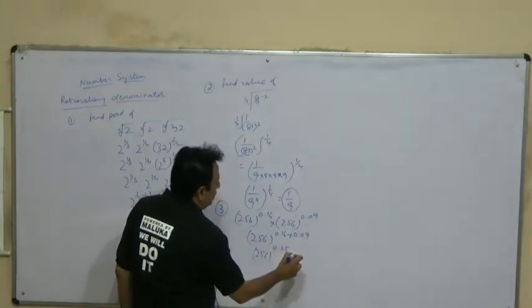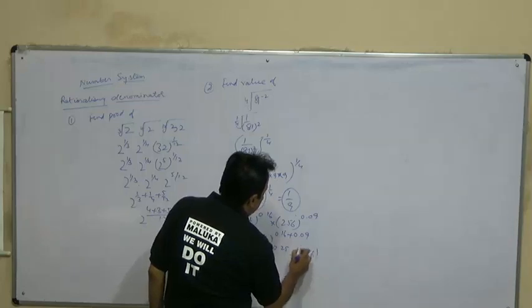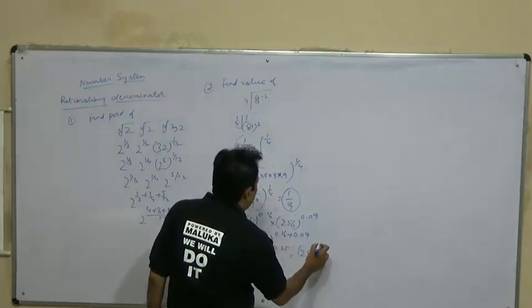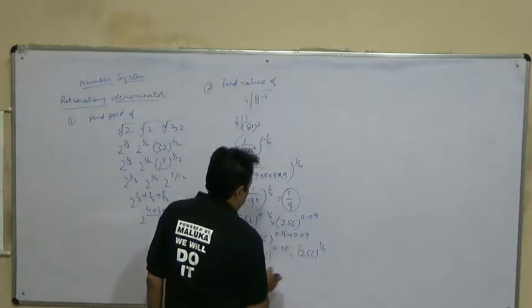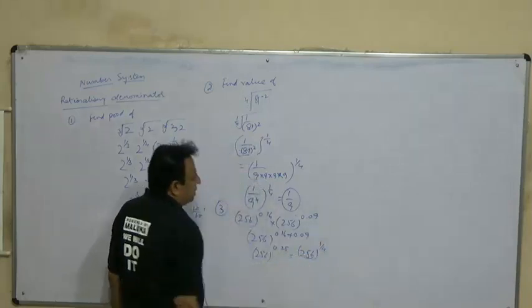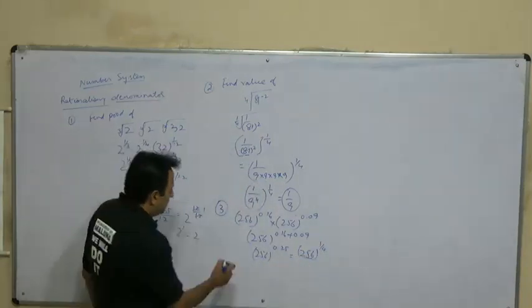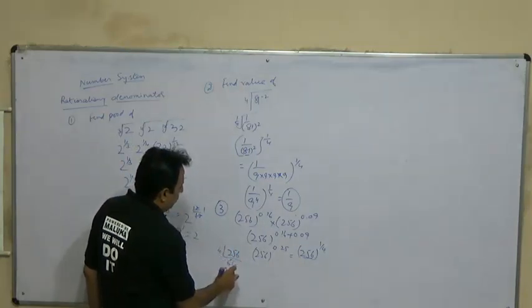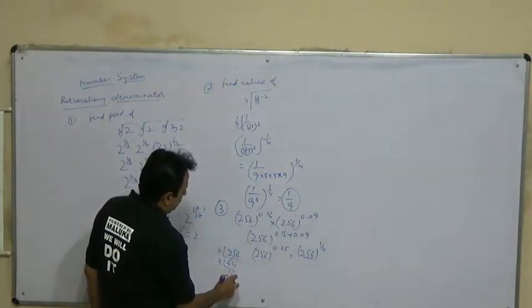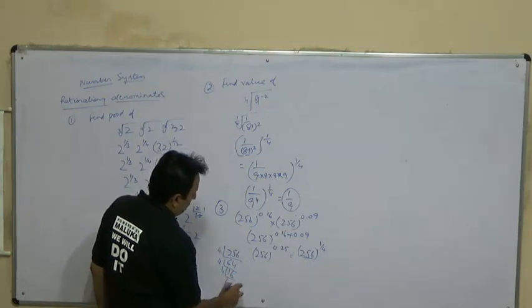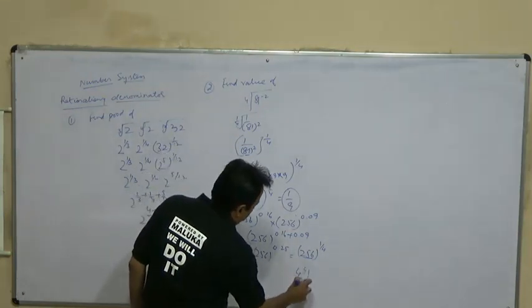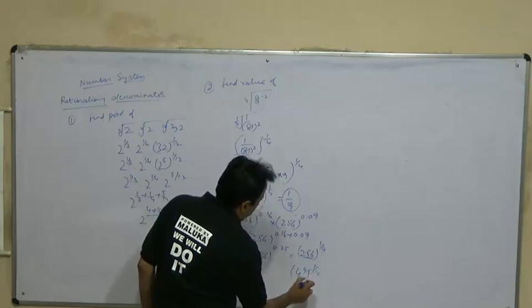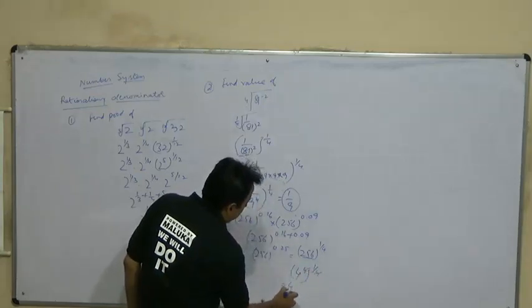Now we can write 0.25 as 25 by 100 or 1 by 4. So now factorize this 256. This can be written as, when we divide it by 4, this is 64, again divided by 4, 16, 4, 4. This can be written as 4 raised to power 4 raised to power 1 by 4. So these two powers cancelled out, answer is 4.